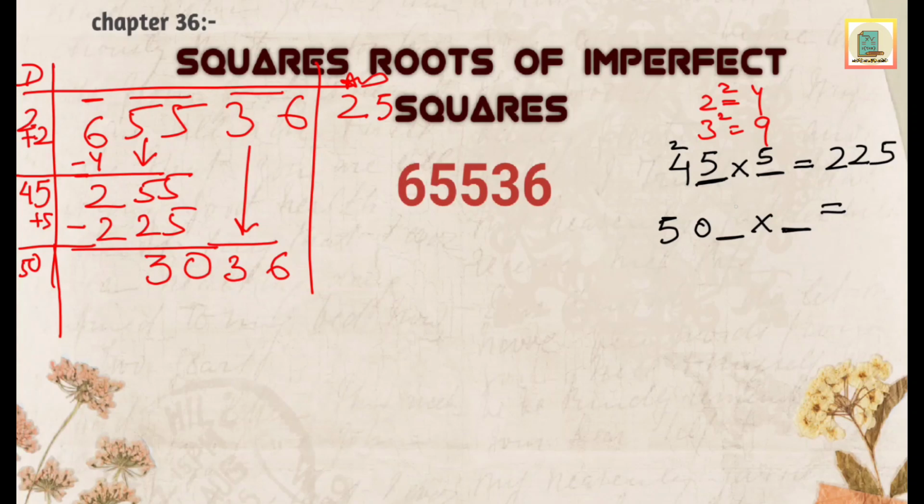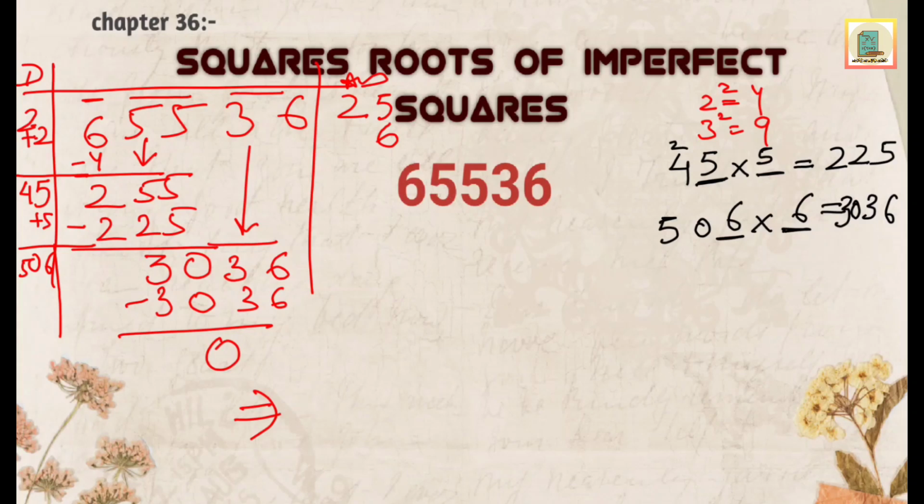So here let's try by 6. So 6 6s are 36, 6 5s are 30. So as we can see that this is fully going by 6. So 6 over here and 6 in the answer part. I'm writing over here. So minus 3036. So the square root of 65536 is 256.